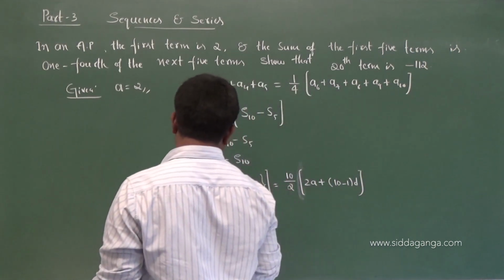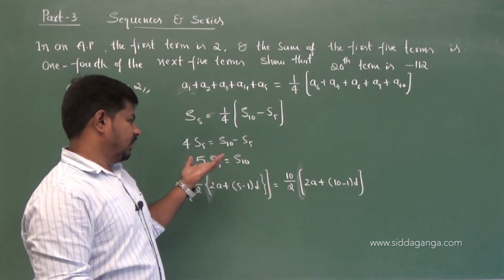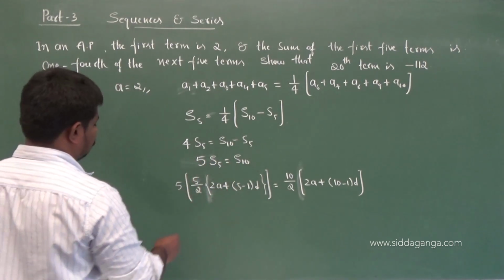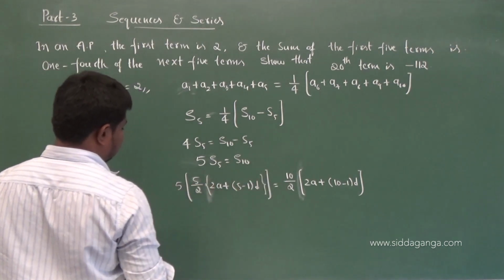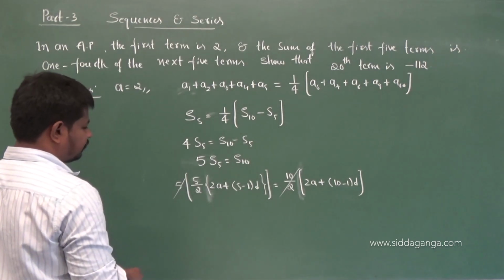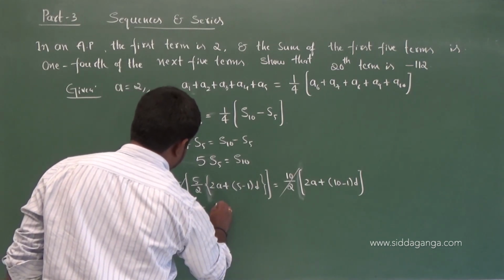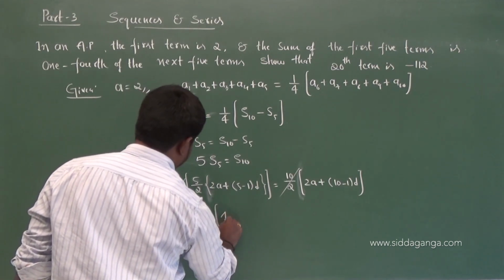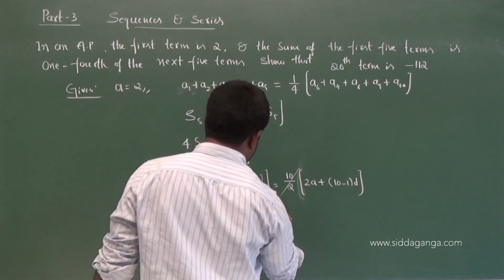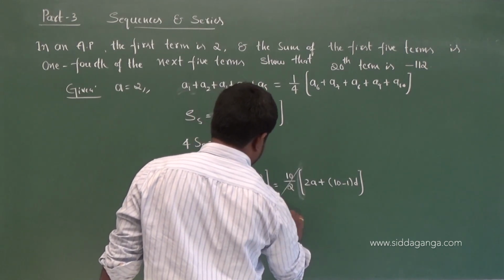So now let me find the value of d first. This relation I am using here for finding d, right. A we have, a is 2, right. So the 1 by 2 gets cancelled. Here we have 5, so 5 gets cancelled. Okay. Now you get 5 by 2 into 2a. So a is 2, so 4 plus 4d is equal to 2a, that is 4 plus 9d.